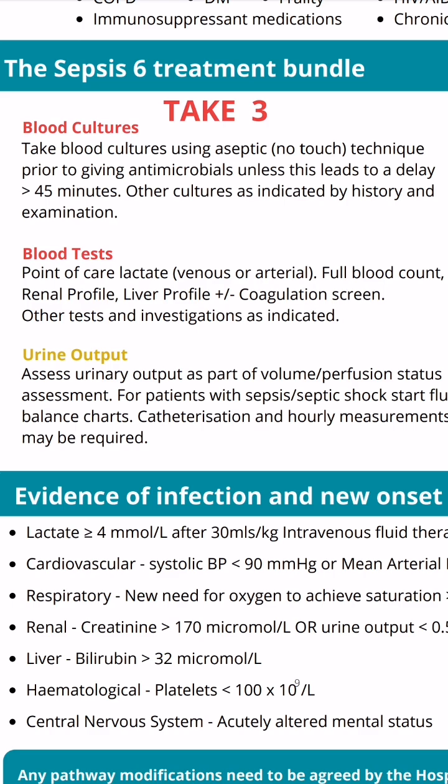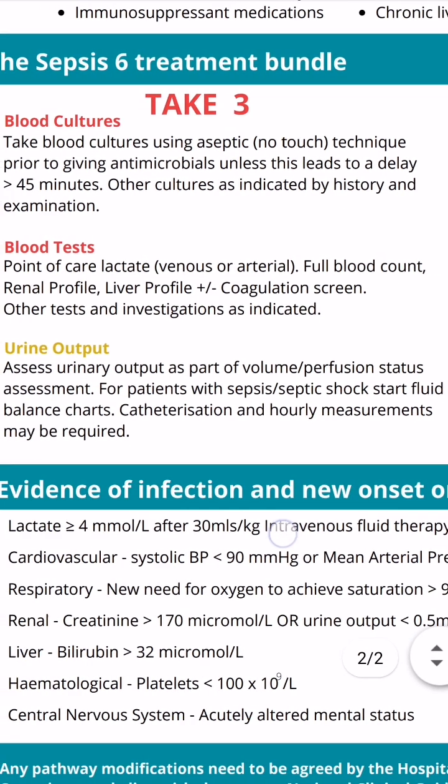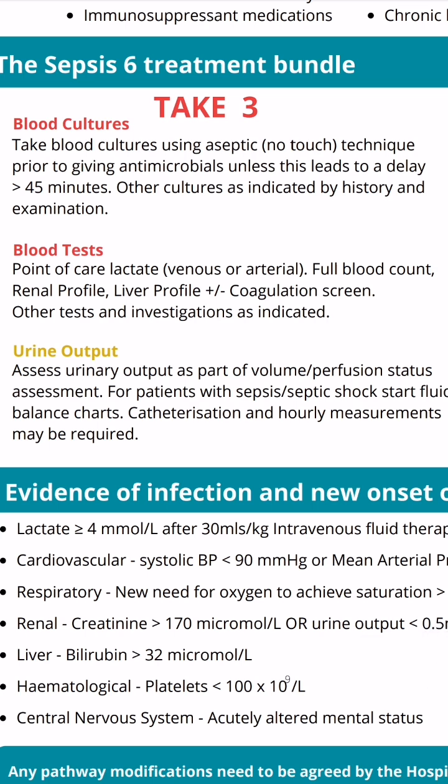So the second take is blood test. So for the blood test we will take the full blood count, meaning CBC, complete blood count, in which you will check the hemoglobin, hematocrit, platelets, neutrophils, basophils, eosinophil, WBC.